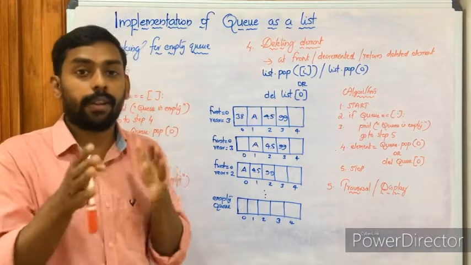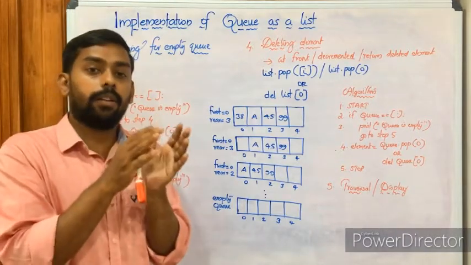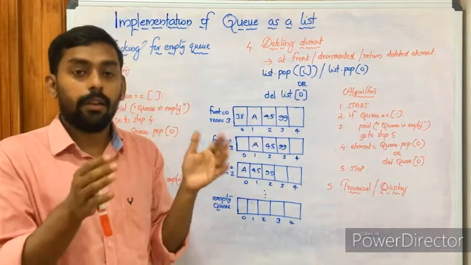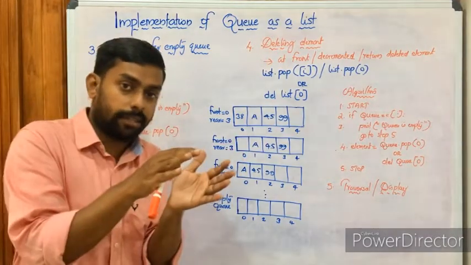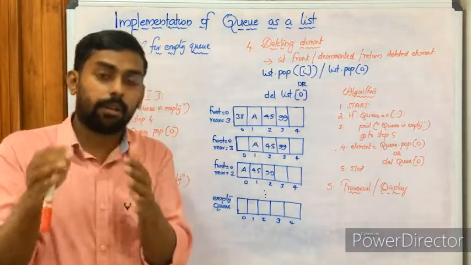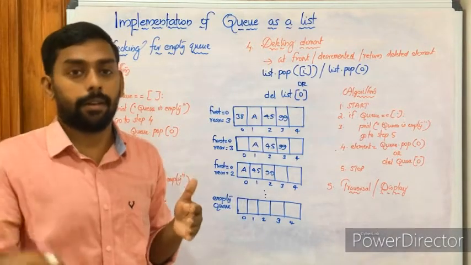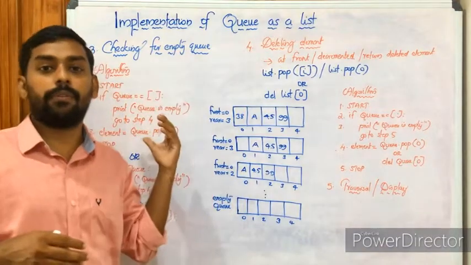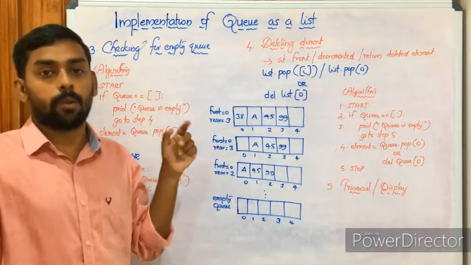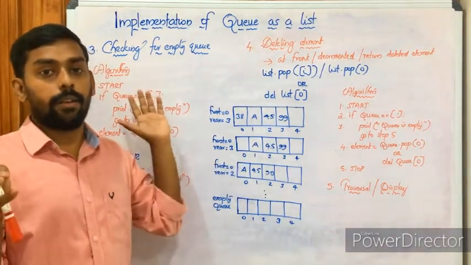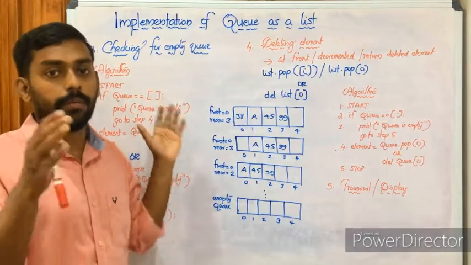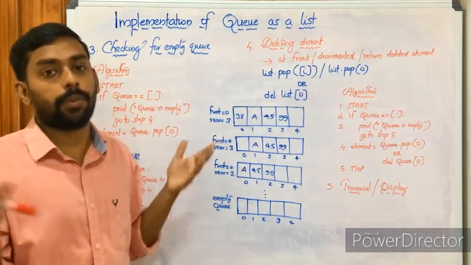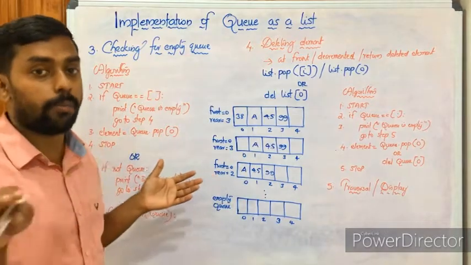You know the logic. We have 2 pointers, 2 variables, front and rear. Initially front and rear point to 0, no elements. After inserting each element, one after the other, the value of rear will be incremented. The third operation is checking for an empty q. We have 3 different ways. If q equal to empty square brackets, it means it's an empty q. If not q, empty q. If not len of q, empty q. You'll have to stop the operation.